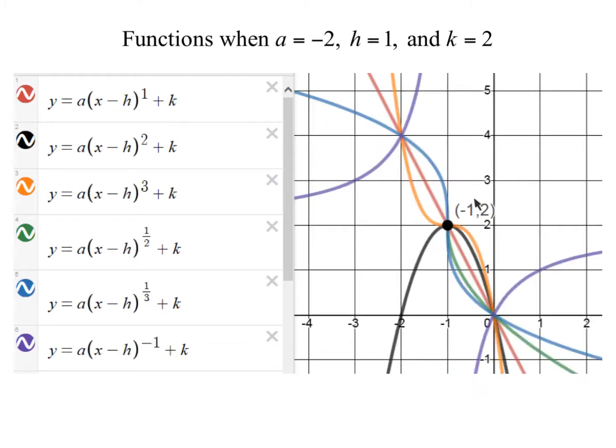So here is what happens when you make your a value -2, your h 1, and your k 2 for each of these functions. So hk is 1, 2, so that would be a -1, 2, because remember, h is always opposite. Is that negative in there? So -1, 2 is the center now of all the functions, and -2 is kind of like a slope.